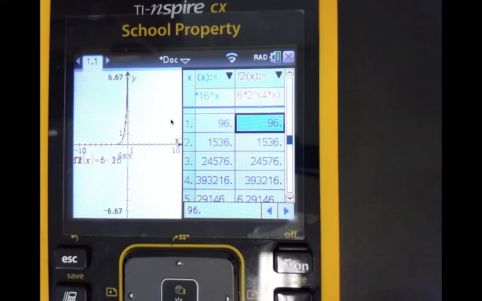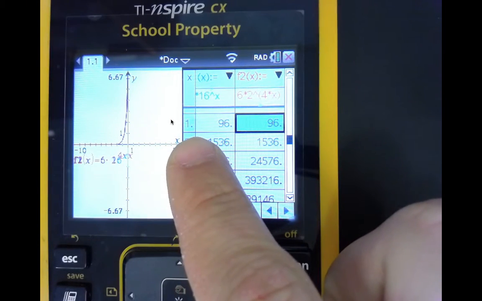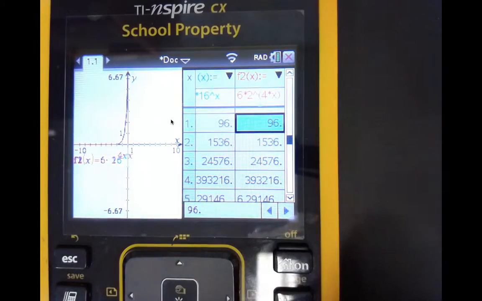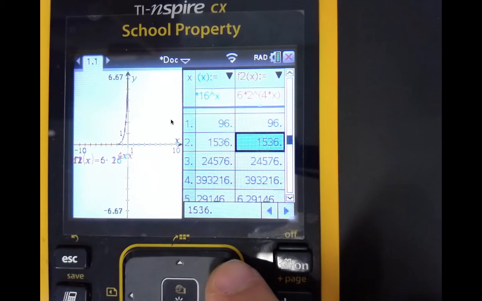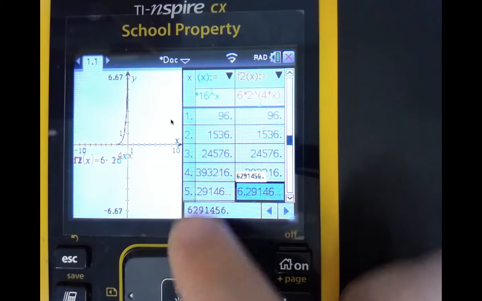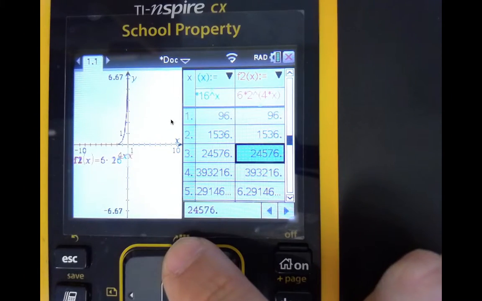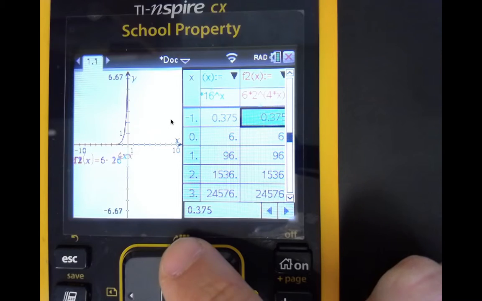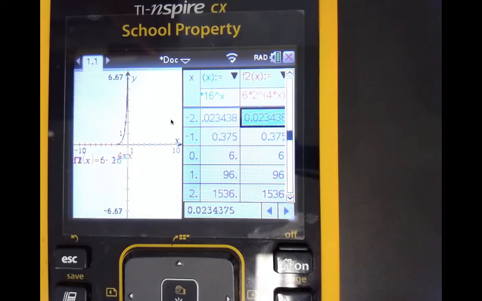And let's see it. I've got at x equals 1, they're both 96. At x equals 2, they're both 1536. It looks like these numbers are exactly the same every way I go. So that must be the right answer. And indeed, answer choice 2 is correct.